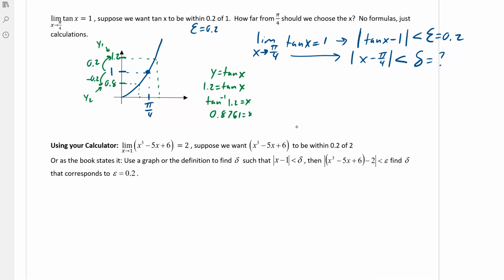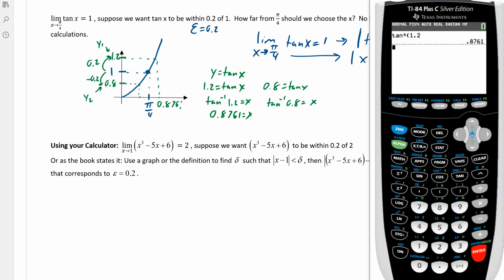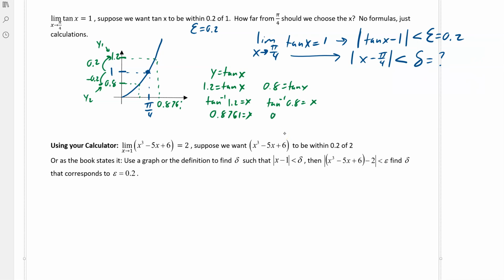And then now we do the other one. So let's park that on there, 0.8761, and let's find the next one. So 0.8 would equal tangent x. So again, inverse tangent of 0.8 is x. We plug it in. So second inverse tangent of 0.8, hit enter. We get 0.6747.